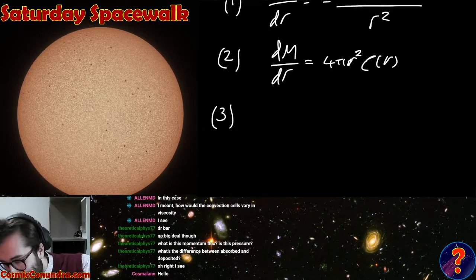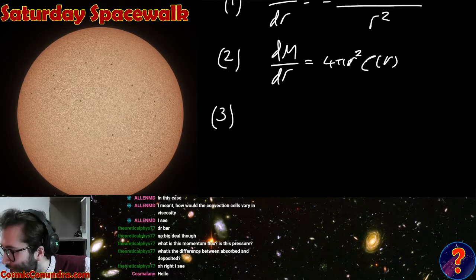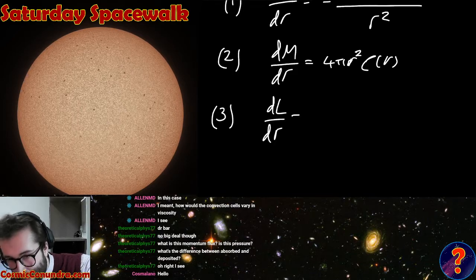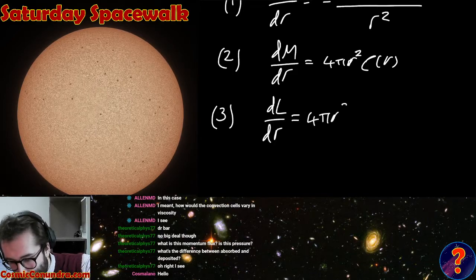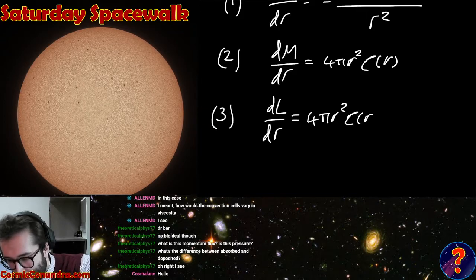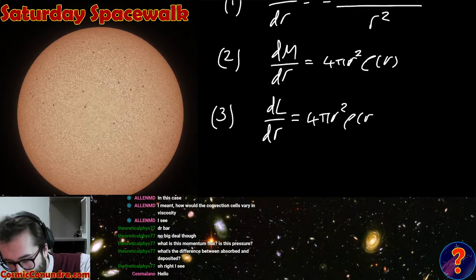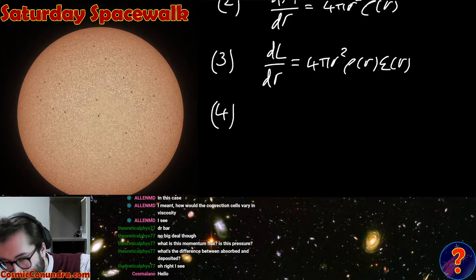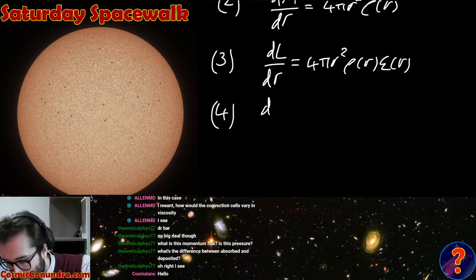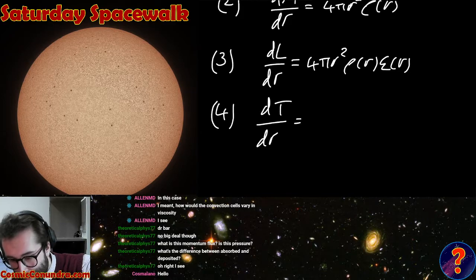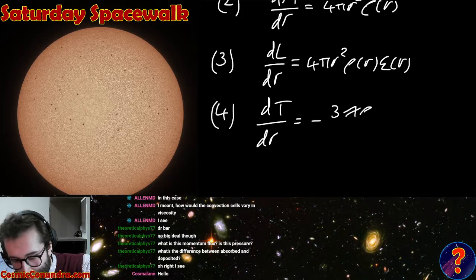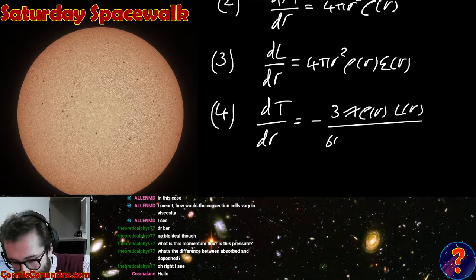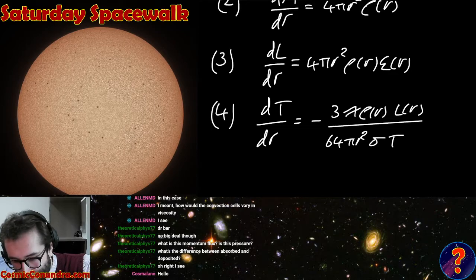Then we have the energy continuity equation that we derived second to last, which was dL/dr = 4 pi r squared rho(r) epsilon(r). And we had the radiative energy transport equation, which we just wrote down. It was dT/dr = -3 chi rho(r) L(r) over 64 pi r squared sigma T cubed.